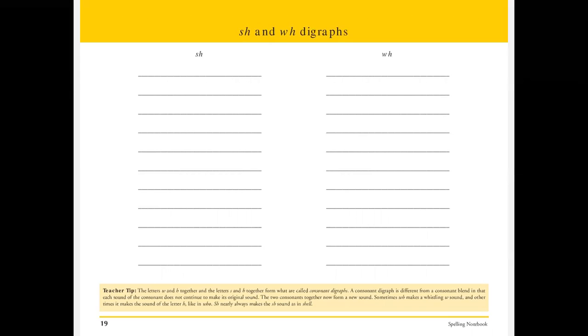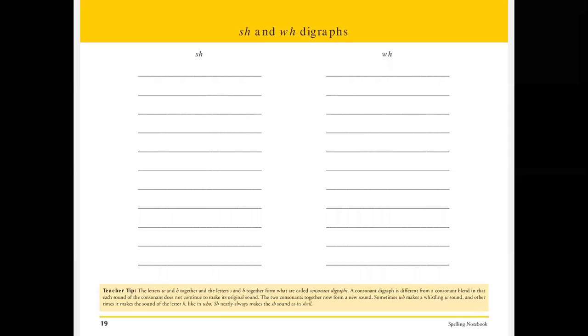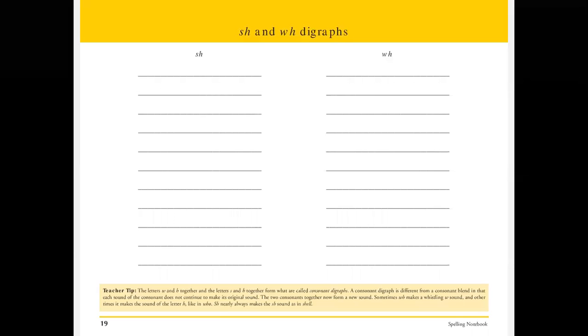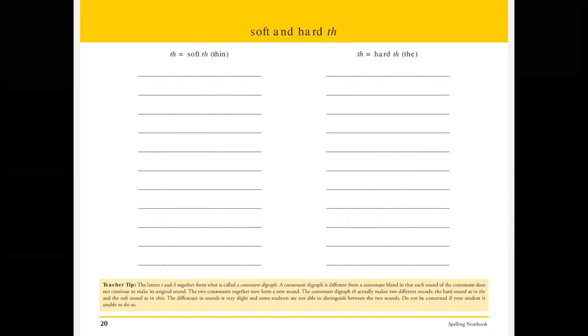So this is SH and WH digraphs. And the tip at the bottom talks about how it's no longer a blend, but instead it makes a whistling sound and so forth. And their WH and SH words can go here on page 19. And the same thing's true. Then we're moving over to page 20, which has two more digraphs. It's actually TH, but it delineates the TH soft sound and the TH hard sound.